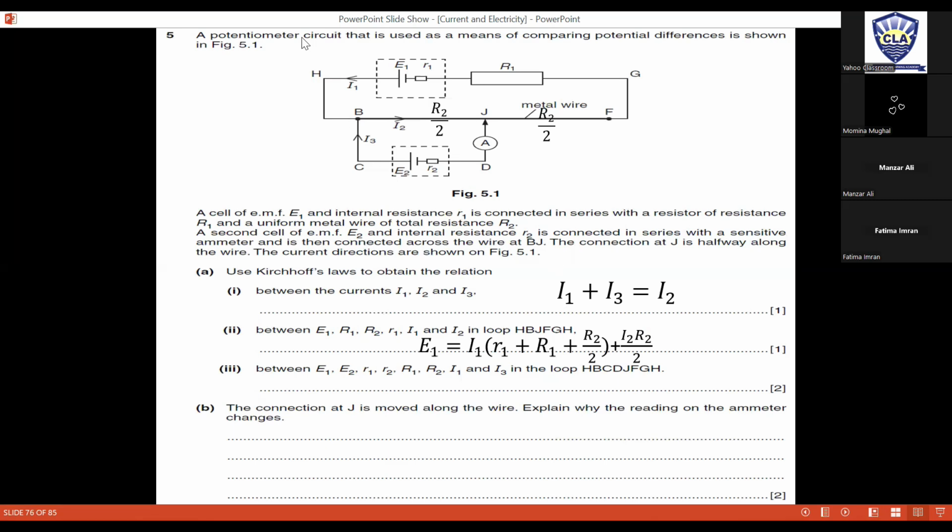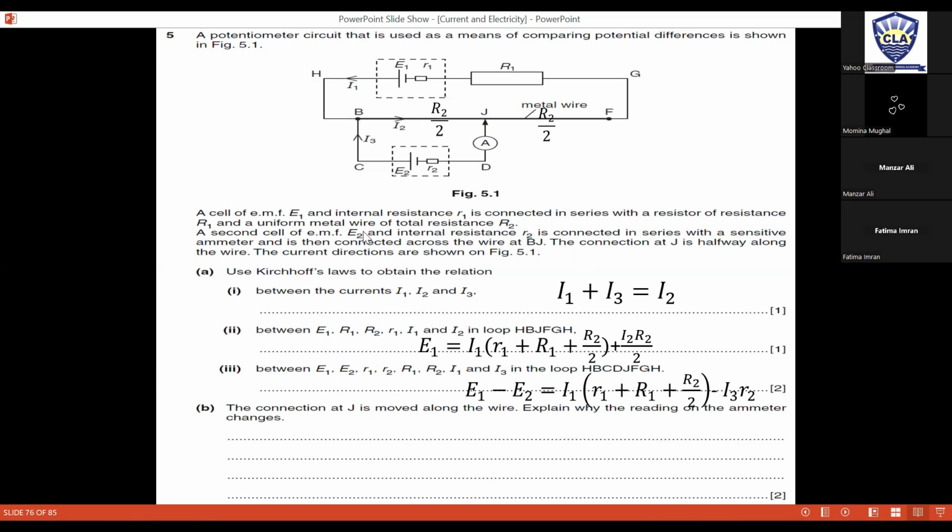Okay, next loop is H, B, C, D, J, F, G, and that means it's the outer loop. We'll be neglecting BJ. E1 minus E2 or E2 minus E1. Generally, E1 is the larger one. If I write E1 minus E2, I1 will be taken as positive and I2, I3 will be taken as negative because E2 is the smaller cell. So I1 will have the same R1, R1 and R2 by 2, but for small I2, I3, R2, it will be taken as negative. Clear?